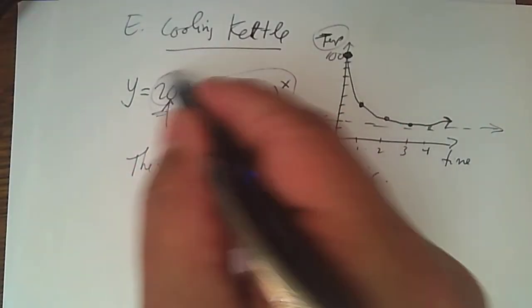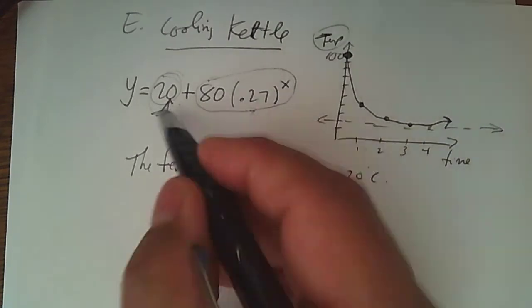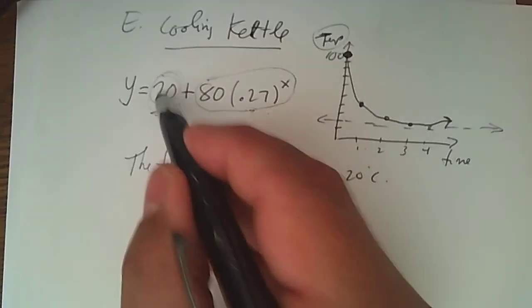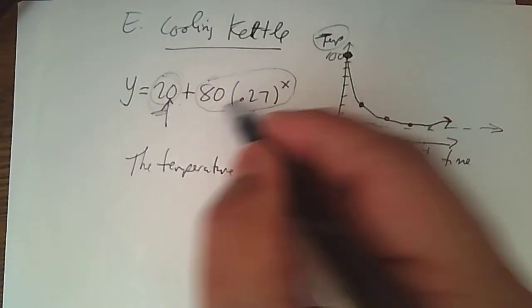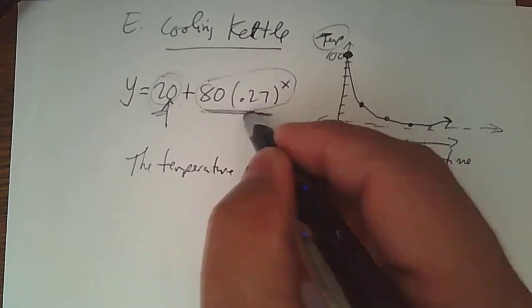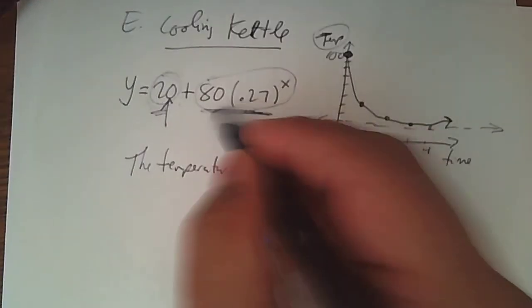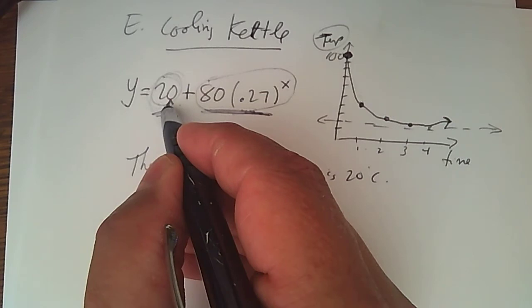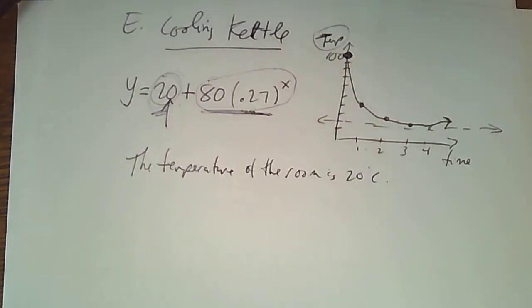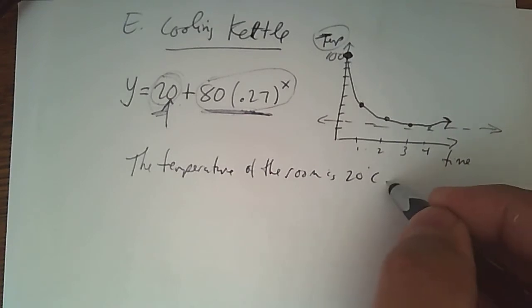So what we're adding at the end, it will never get smaller than that number. It's going to get closer and closer to the room temperature. This exponential will never have a negative answer. And actually it will never be 0. So it'll never be 20, but it'll be closer and closer to 20. So the temperature of the room is 20 degrees Celsius.